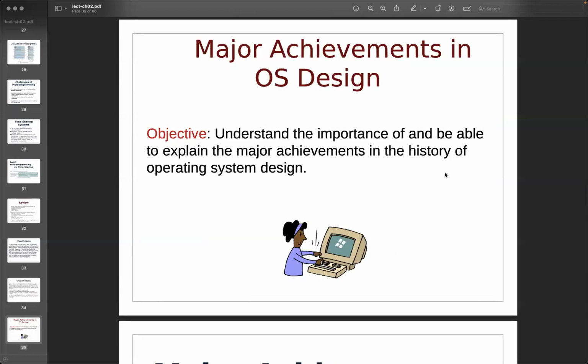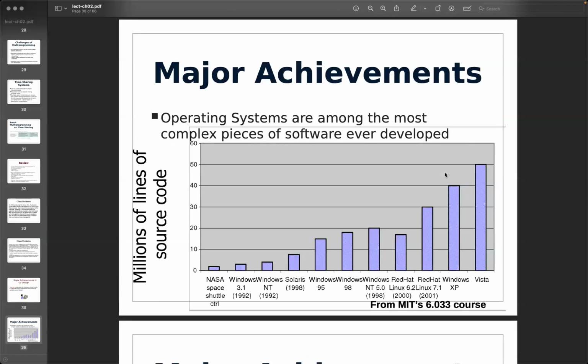Let me go to the case study. Okay, so the major achievements in OS design. We need to know what the importance is, and we're able to expand on the major achievements of history. Here's the same graph. We can see that basically when the capacity goes up, and when it's more complex, we can deal with more problems.